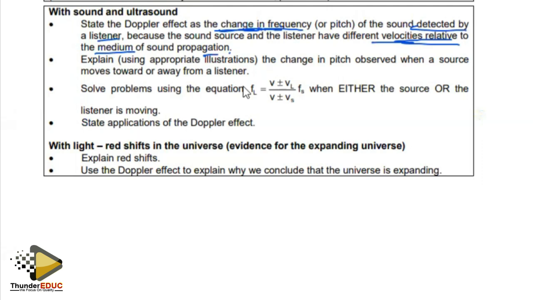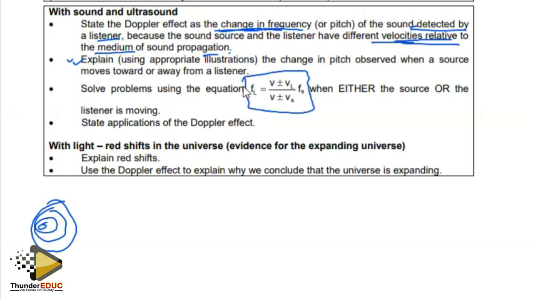So we just need to know also how to explain using illustrations the change in pitch observed by the source as it moves towards the listener or away from the listener. Okay, this could be explained through, let's say, some drawings. We've seen cases where we have such circles that are moving towards one point and so on and so forth. And then we need to know when is it moving away, when is it moving towards, and stuff like that. Then we also need to remember this formula, the Doppler formula.